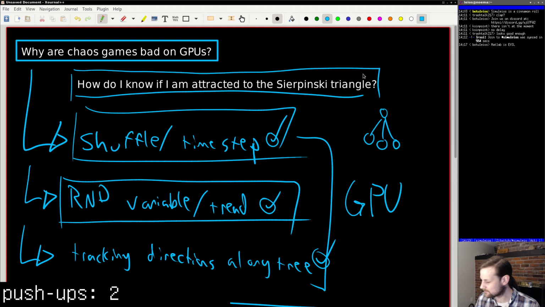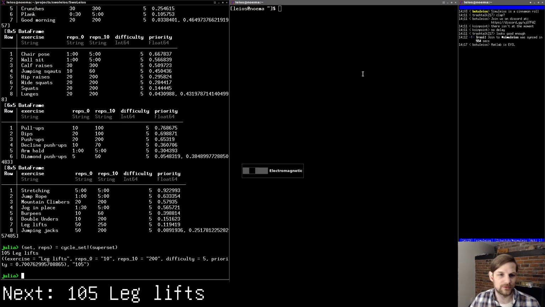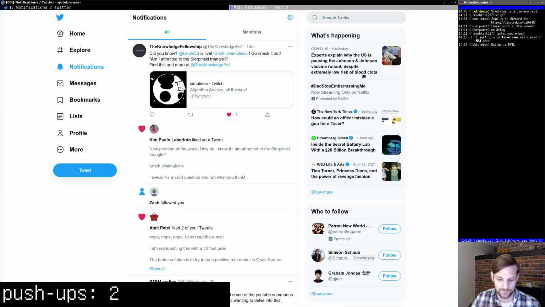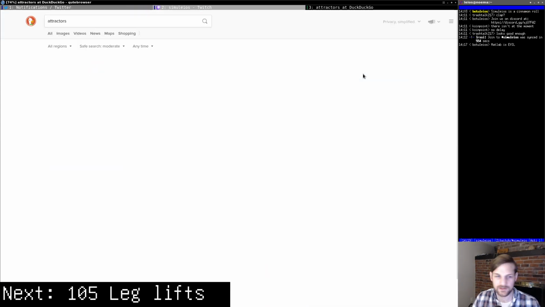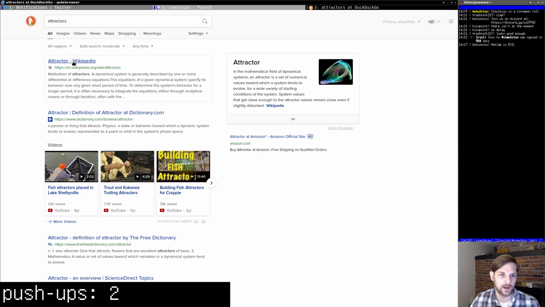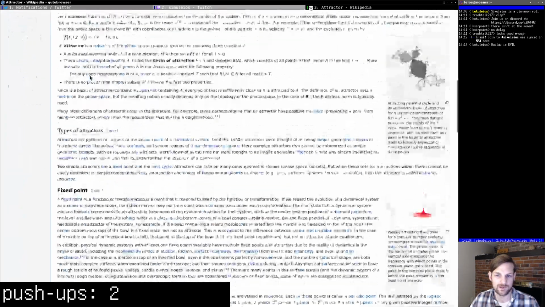To hop into this, the first thing we're going to do is look into attractors and see what we can find. That is Twitter, attractors. Just look into it, see what we can do. I don't know attractors as well as I should.